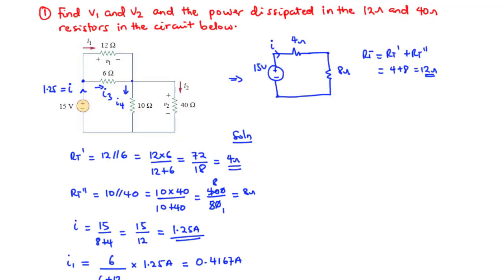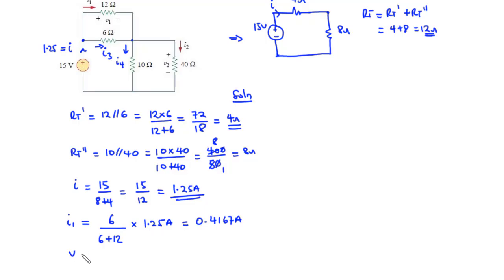Now we are asked to find the value of V1 and then the power dissipated in the 12 ohms resistor. So for V1, we have V1 to be equal to the value of current I1, which is 0.4167 times 12, and that is equal to 5.0004 volts, which is nearly 5 volts. So we say that V1, or the voltage across the 12 ohms, is 5 volts.